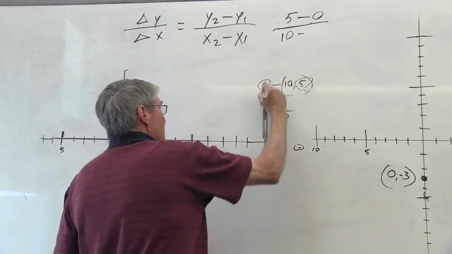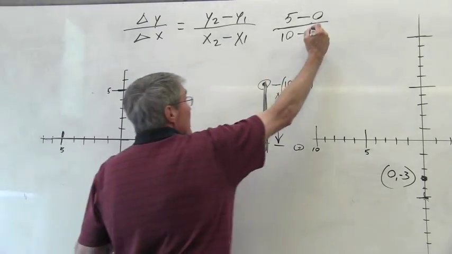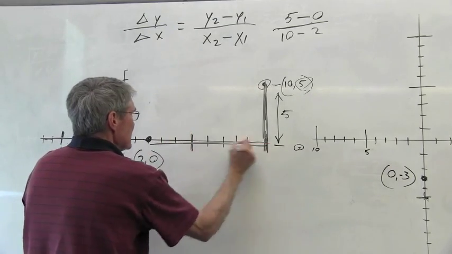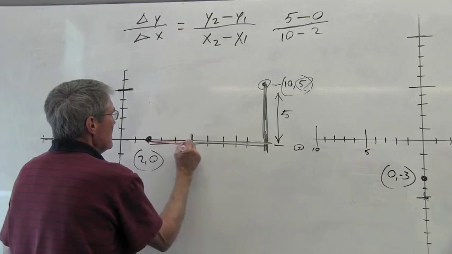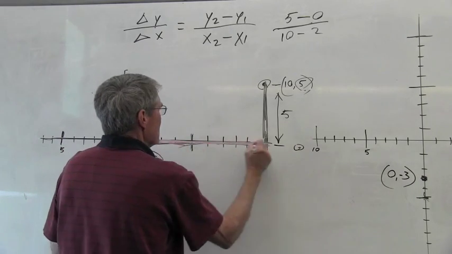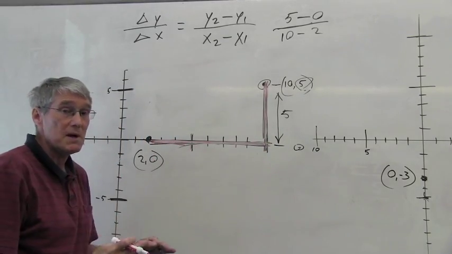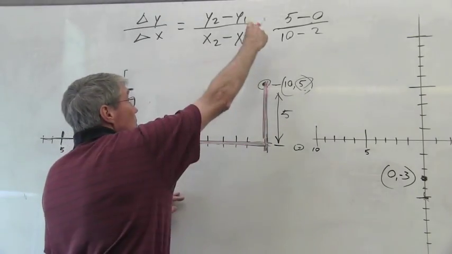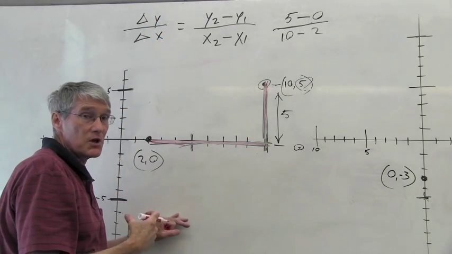So 5 is that. This distance here is going to be 10 minus 2, 8. So this distance is 8. Let me highlight that for you. And now I've kind of set up a little triangle. That's what I want you to be able to do. Find out what your delta y over delta x is over and over again and get really good at it.